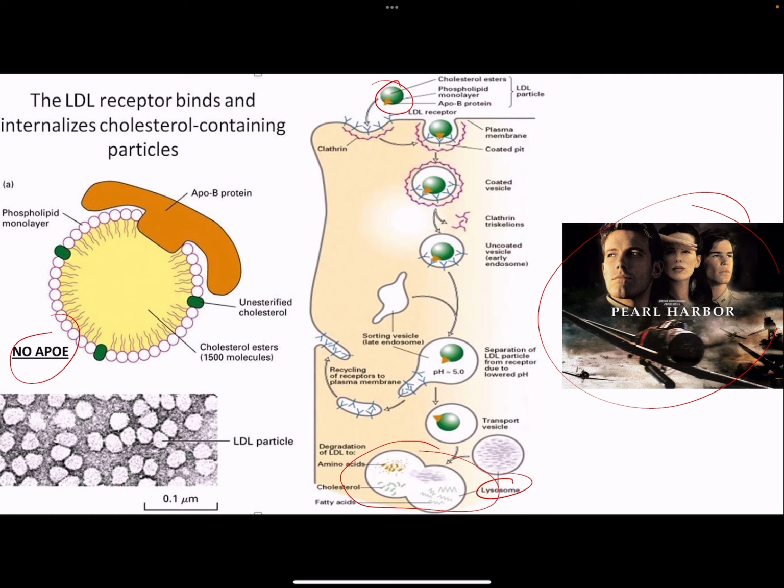You're going to the peripheral tissue. You're not coming back. You don't have the ApoE, and you're ultimately going to be degraded.